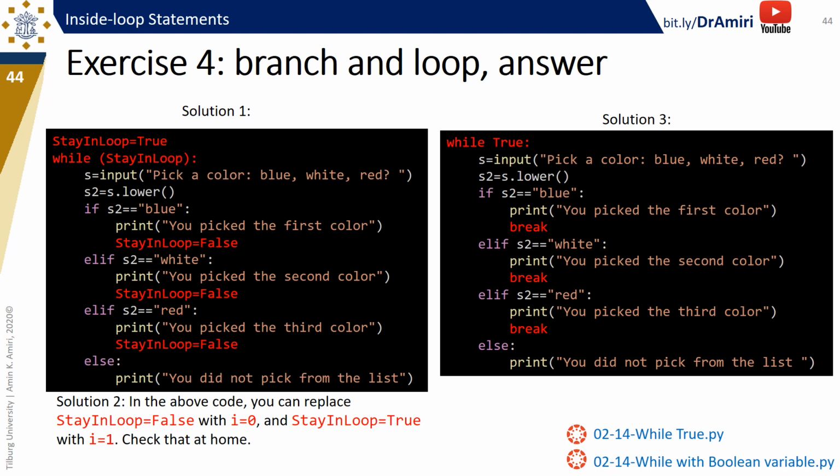If one of the colors blue, white, or red is given, the break will be executed, so the program ends. However, if a different color is given, the else clause will be executed. It prints "you did not pick from the list", and it goes back to the while, and the program is executed again. Again, another color is asked to be entered, it's lowercased, checked with the list, and so on and so forth.